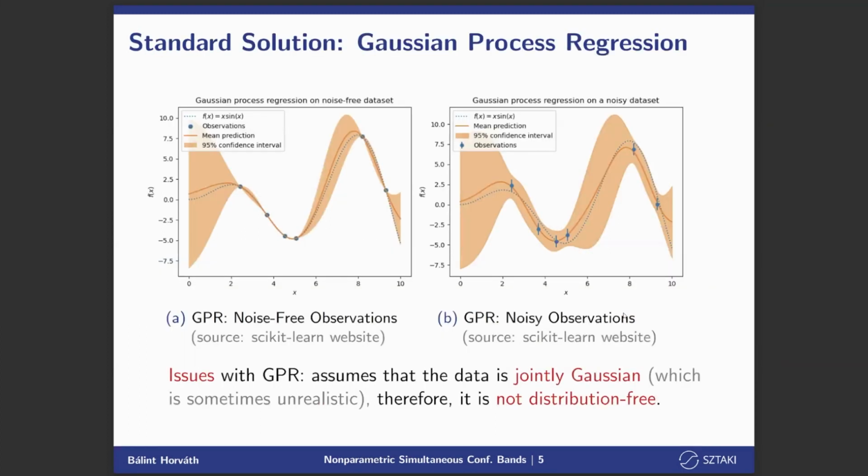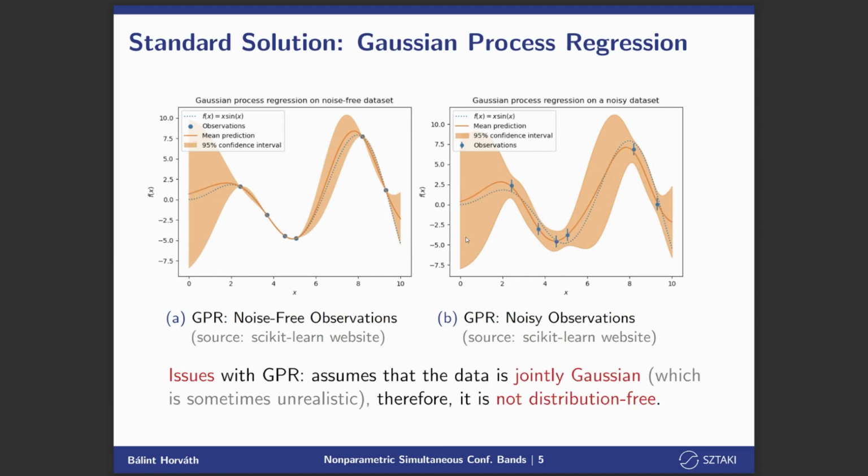Probably many of you have heard about Gaussian regression, which is the most standard solution to this problem. I have brought some plots which provide solutions for several problems. One is a noise-free setting and the other is a noisy setting. This is a very standard solution, but the issue is that it has pretty strict assumptions regarding the data set. It is required that the data has a jointly Gaussian distribution, and in some cases, this can prove to be pretty unrealistic. So this method in particular is not distribution free.